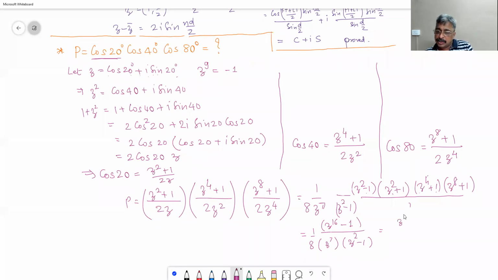z raised to 9 into z raised to 7 is equal to z raised to 16 minus 1, upon z raised to 9 minus z raised to 7. That is your denominator. So this is minus 1. So it is minus z raised to 7 plus 1, divided by this is minus. Is it going correctly?